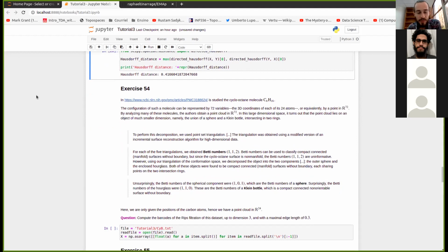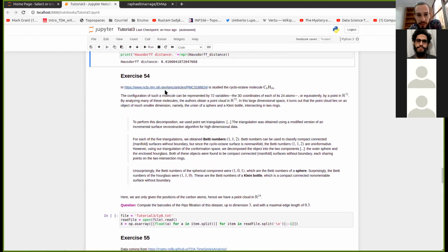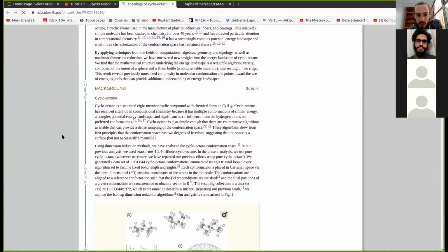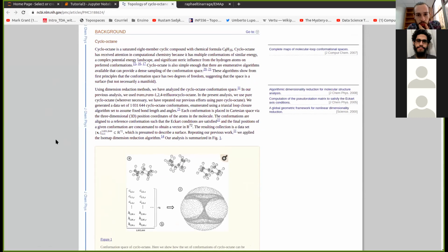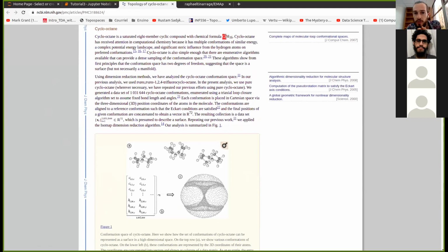So this is an exercise for you, 54. Remember this paper about cyclooctane molecules. The cyclooctane molecule contains 24 atoms: eight atoms of carbon and 16 atoms of hydrogen. When you generate a lot of molecules and take the coordinates of each of its atoms, you obtain a point cloud in R^72. And this point cloud happens to have a nice topology, a sphere and a Klein bottle, right?